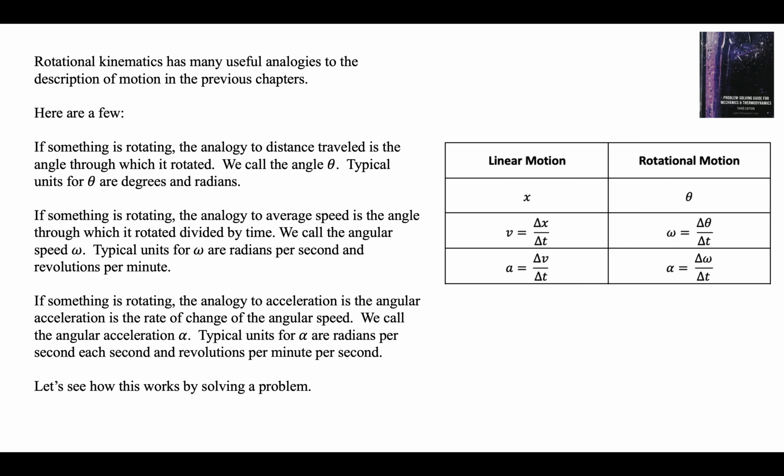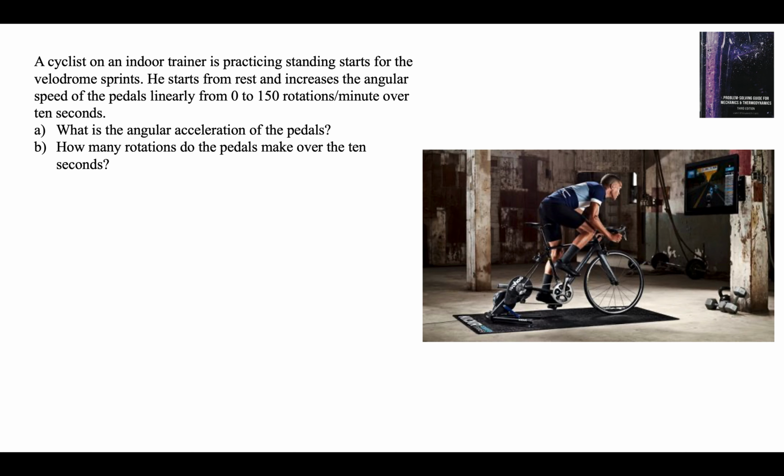So the best way to see how it works is to actually solve a problem. So here's the cyclist starting from rest, increases the angular speed of the pedals from 0 to 150 rotations per minute over a time of 10 seconds. What is the angular acceleration of the pedals? I don't want to use an equation for this. I want to think about it.